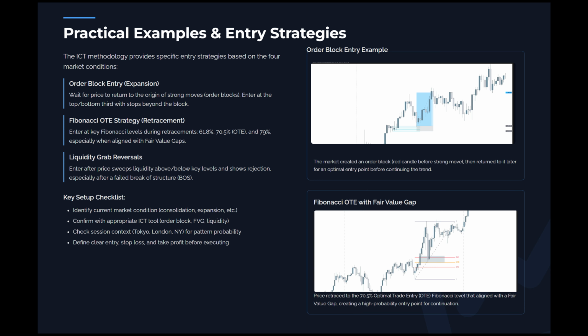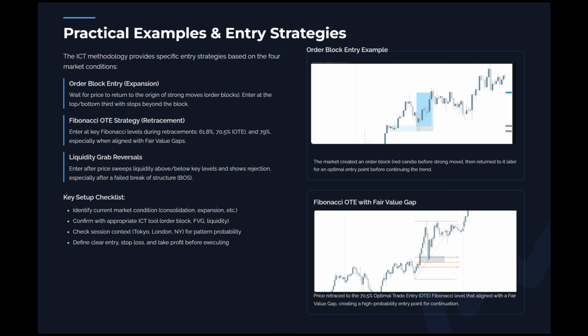Example number 1, the consolidation breakout setup. You see price consolidating between clear support and resistance levels during the Tokyo session. You identify the equilibrium, 50% level, of this range. As we move into the London session, you wait for price to return to equilibrium and then watch for a strong breakout. If price breaks above resistance with conviction, you look for an order block to enter on a pullback.